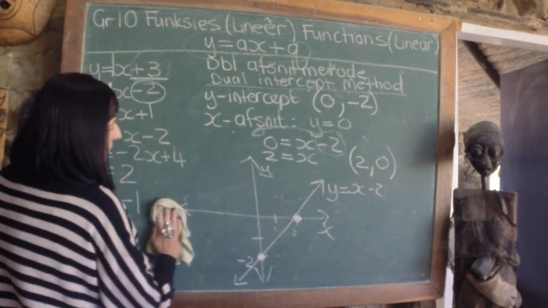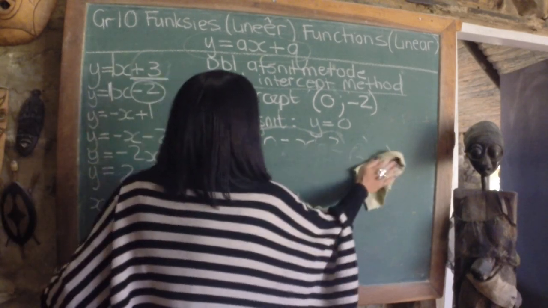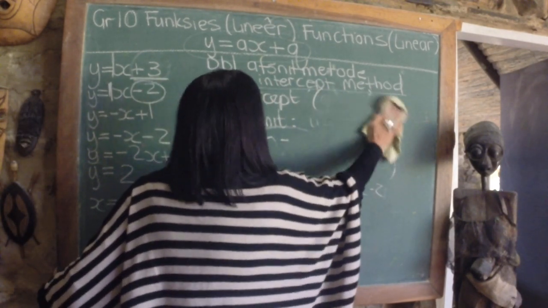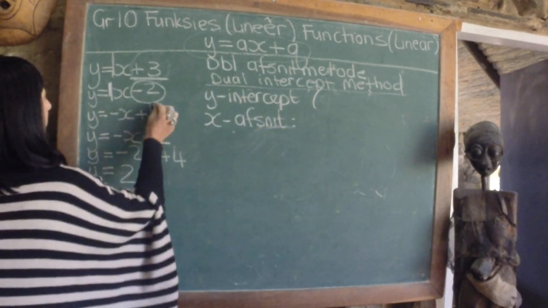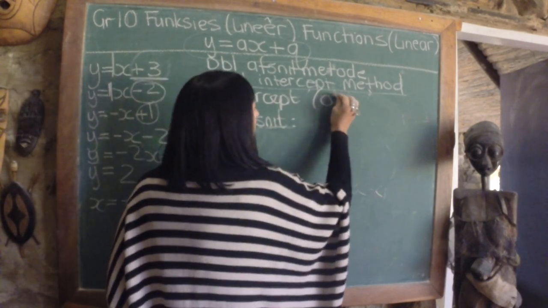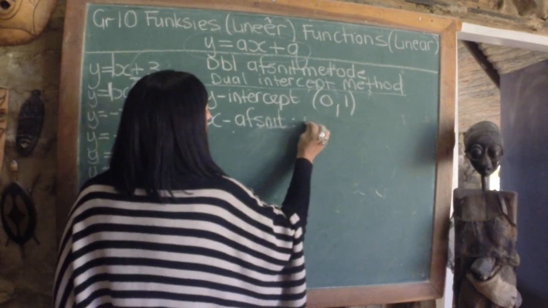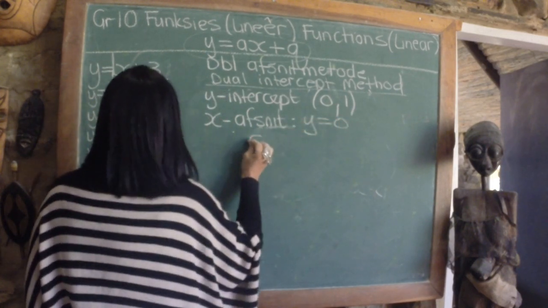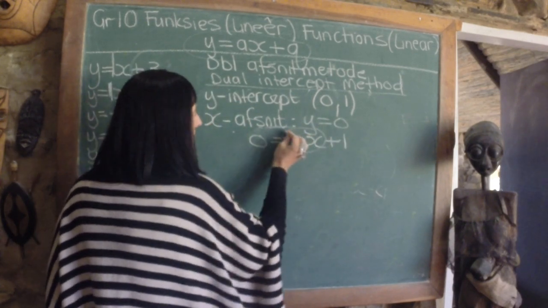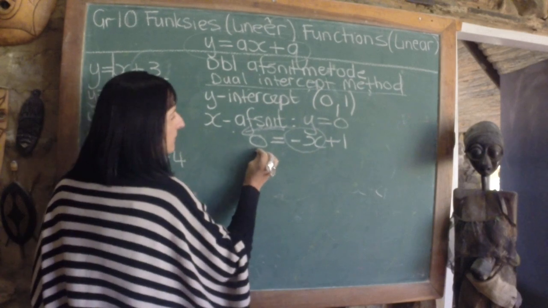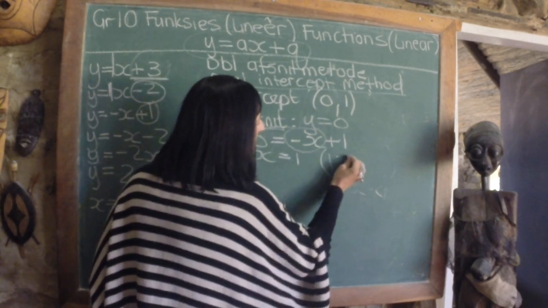Let's look at the next one. The next one we've got a negative x plus 1. Ons gaan dieselfde doen. Die hele tyd dieselfde storie. So kom ons gaan skryf die y-afsnit neer. Die y-afsnit is +1. Wat doen ons om die x-afsnit te kry? We make y 0. So we've got 0 equals minus x plus 1. Let's take this x to this side to make it positive. So x equals 1. So coordinate is 1, 0.